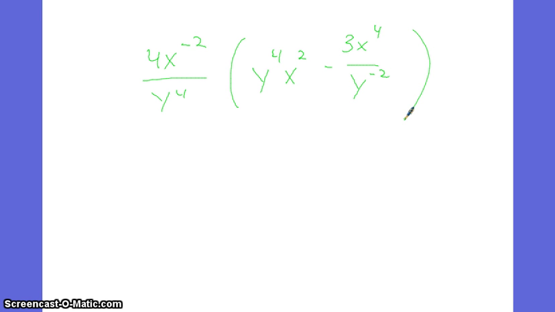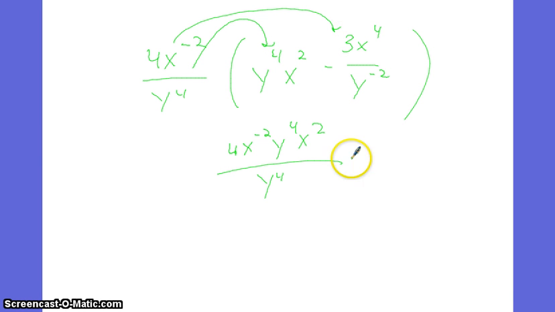If I use the distributive property, then I'm going to get 4x to the negative 2 y to the 4th x squared all over y to the 4th. And all I did was I carried that to there. I'm going to do the same thing over here. Minus, that's what it is. 4 times 3 is 12, right? 4 times 3 is 12. X to the negative second. X to the fourth. Okay, then I haven't taken care of anything yet. And on the bottom, y to the fourth, y to the negative second.